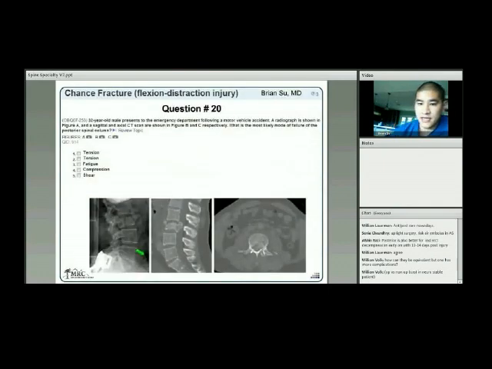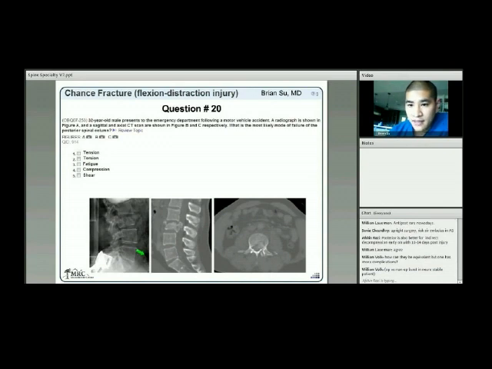Next topic is a chance fracture. 32-year-old gentleman presents to the ER, has a motor vehicle accident. A radiograph is shown in figure A, and a sagittal and axial CT are shown in figure B and C. What is the most likely mode of failure of the posterior column? Remember, we talked about the posterior column being everything posterior to the PLL.